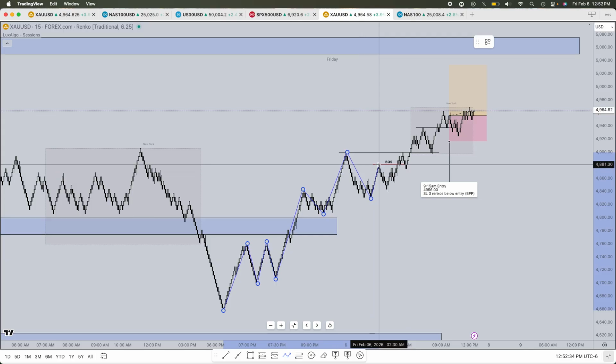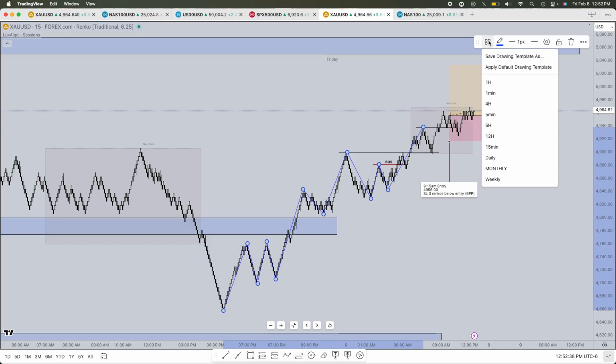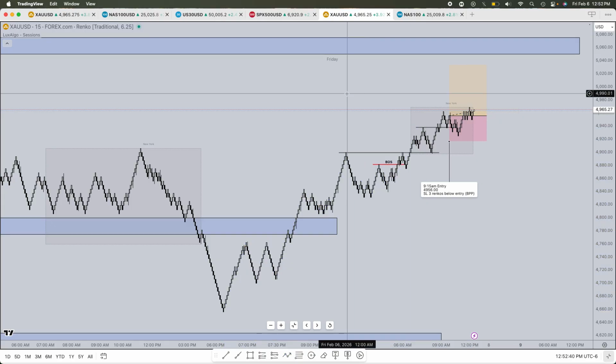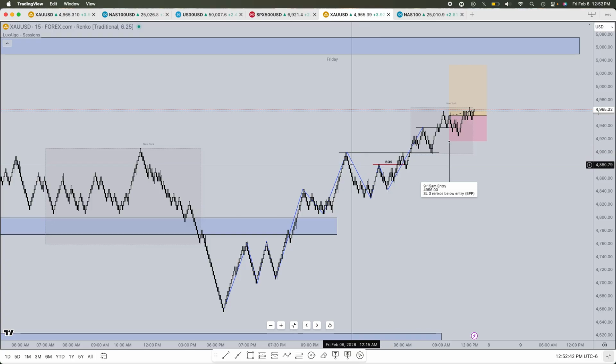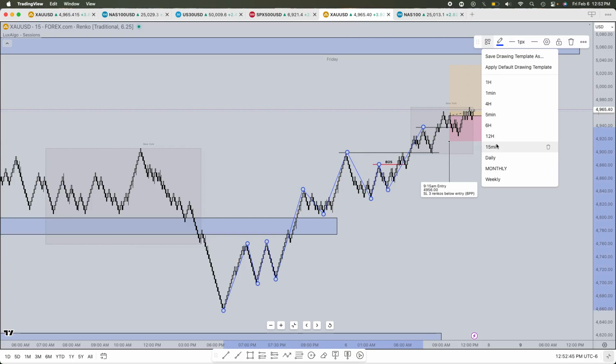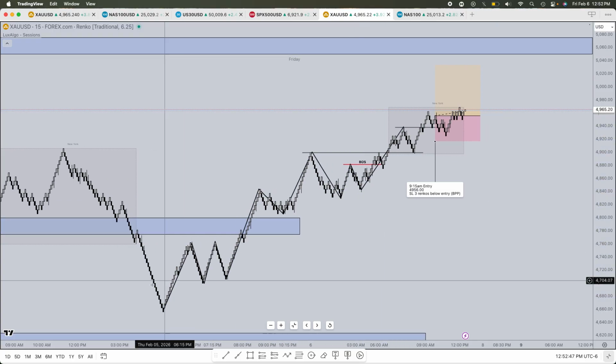So this was just telling me what I should have been doing, but my impatience ruined me. It ruined my trade today, and actually I did the wrong thing. So this should be my 15-minute color.